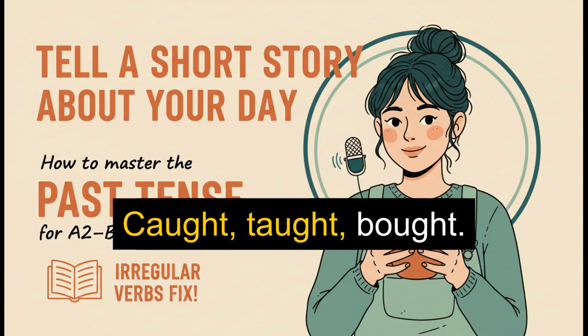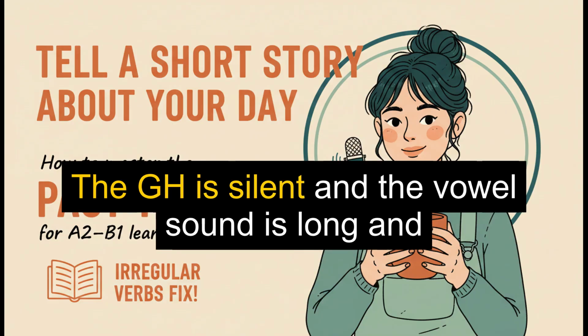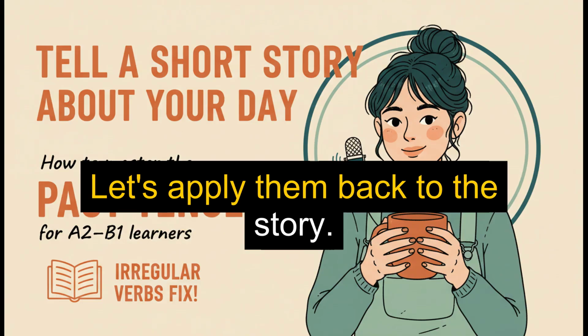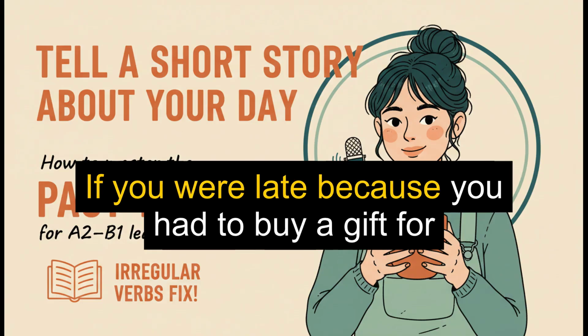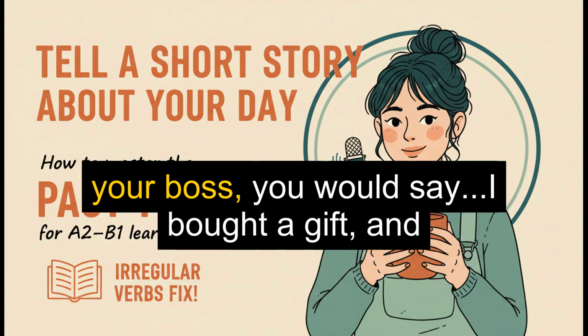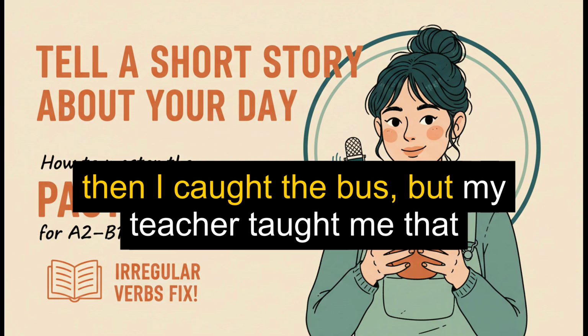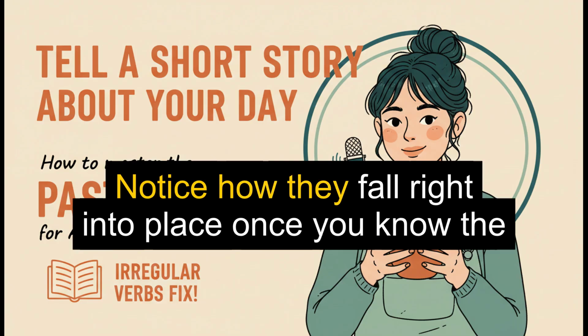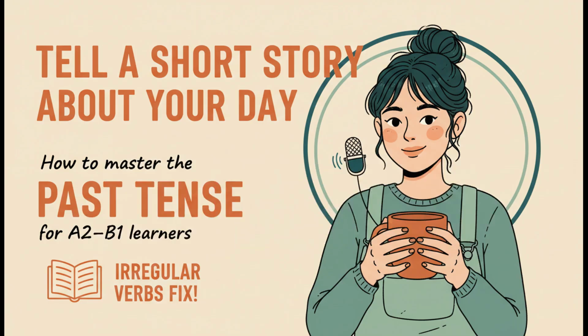Caught, taught, bought. The GH is silent and the vowel sound is long and open like the ah in saw. Let's apply them back to the story. If you were late because you had to buy a gift for your boss, you would say, I bought a gift and then I caught the bus, but my teacher taught me that patience is important. Notice how they fall right into place once you know the sound.